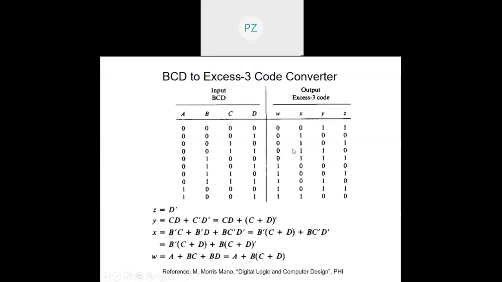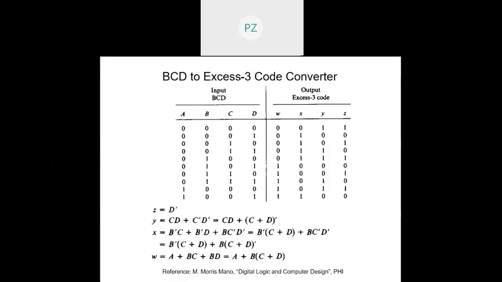Okay, so let us talk about the code converters now. BCD to XS3 code converter. This is the truth table. When the input is 0, the output is 3. When it is 1, the output is 4, and so on. When it is 9, the output is 12, right?